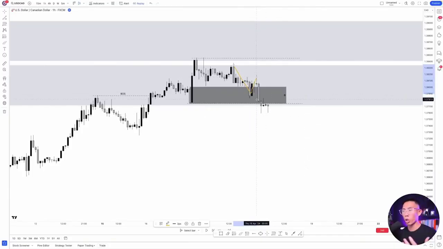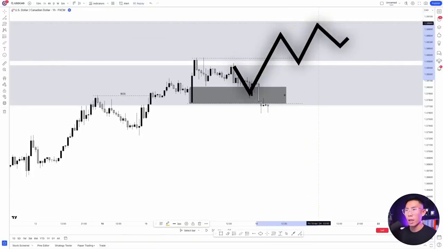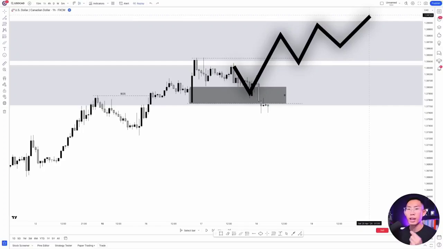But whether it does its job, it's another question. In this scenario, if this demand zone were to do its job, price is going to continue going up even higher, creating a higher high and higher low, and just continue going to the moon. But in this case, it did not have enough momentum to do that. It did not have enough fuel.